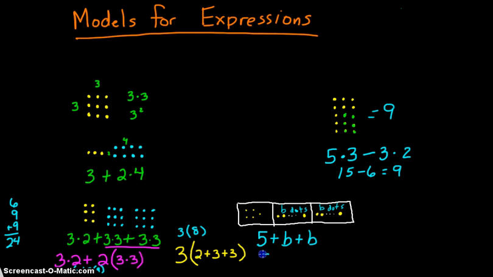The other way of writing it would be 5 plus 2 groups of B, 2B, 2 times B. So hopefully that gives you a little bit of an understanding on how we're going to be modeling the expressions. It can be confusing, but as we continue through, this is just a small part of the big picture of understanding algebra.